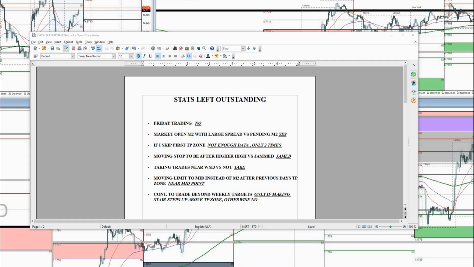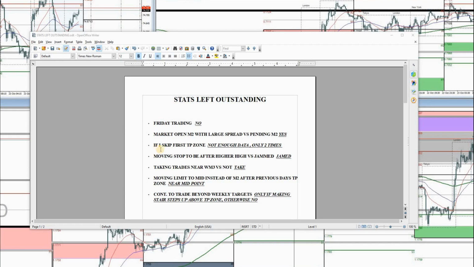And this is why I determined, am I going to take Friday trade setups? And the answer on that one is no, I'm not going to take any Friday trade setups. Okay, so if the market opens at M2 with a large spread versus pending, if I was just to place the pending order at M2, will I take it? And the answer is yes, I will take it.